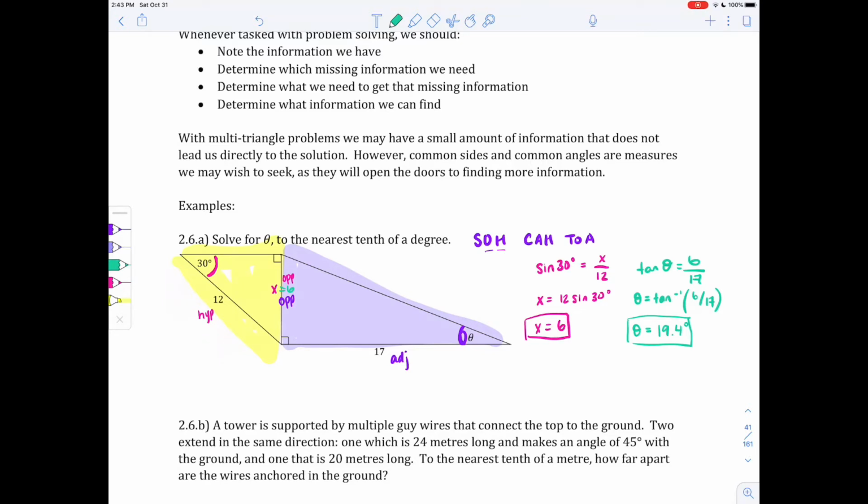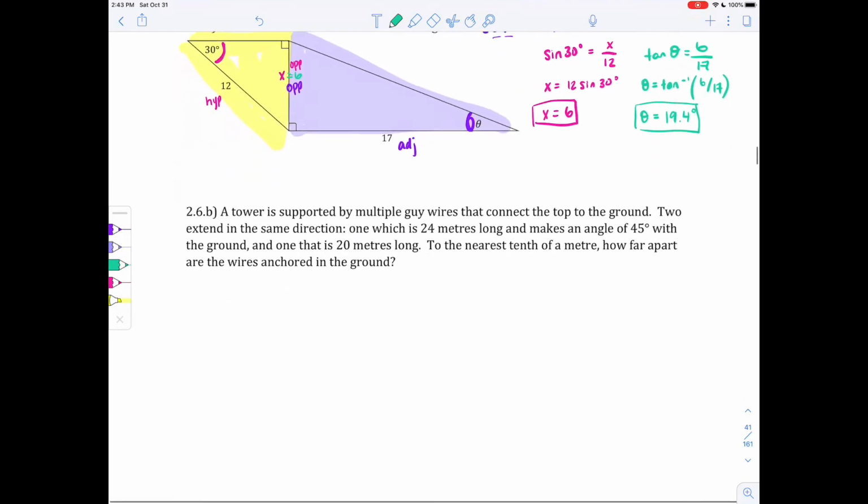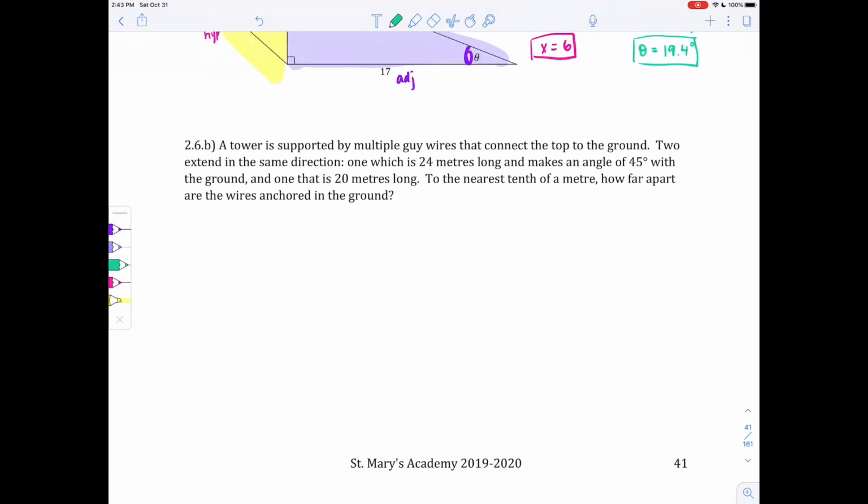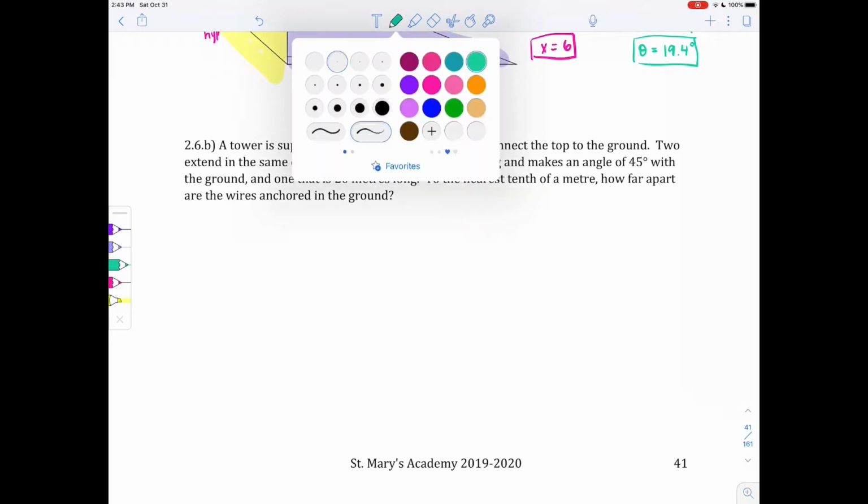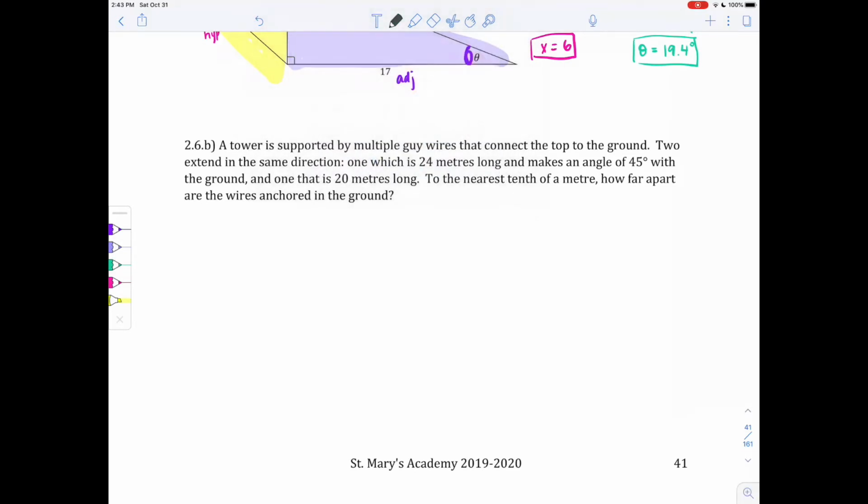And next up, we have an opportunity to put these kind of things into context. So in this case, we've got a tower. We've got some descriptions about some guy wires that are holding this tower up. And we're going to have to find some information about that. But given this contextual opportunity, it might be good to draw ourselves a diagram.